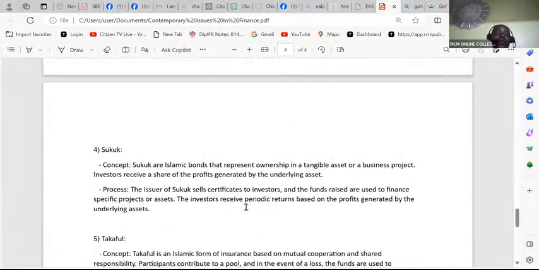Then we have sukuk bonds. Sukuk are Islamic bonds that represent ownership in a tangible asset or a business project. Investors receive a share of the profit generated by the underlying asset. In the process, the issuer of sukuk sells certificates to investors, and the funds raised are used to finance specific projects or assets. The investors receive periodic returns based on the project profits generated by the underlying asset. Listen to me very well.